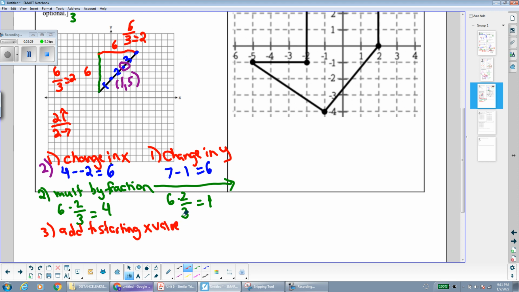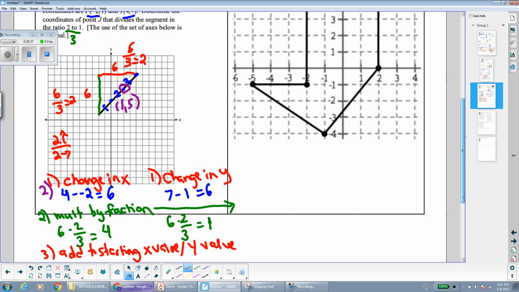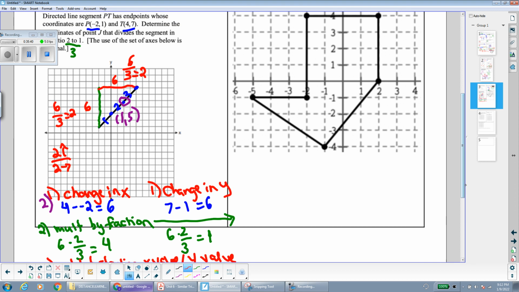Now our last step is to add the result to the starting x value, and starting y value, because for the y coordinates it's the same thing. We take our starting y value and add the value in. Our starting point was the point P, the first point, where we're starting. It's a directed line segment, so it does matter which one you start at.